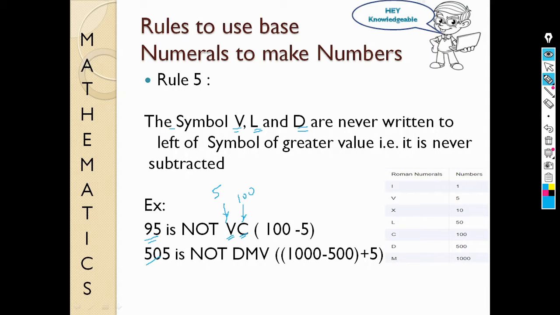In the same way, 505 can't be written something like DMV, where M is the larger value, 1000, and D is the smaller value, that is 500. So in the coming slides, we'll see how 505 and 95 can be written.